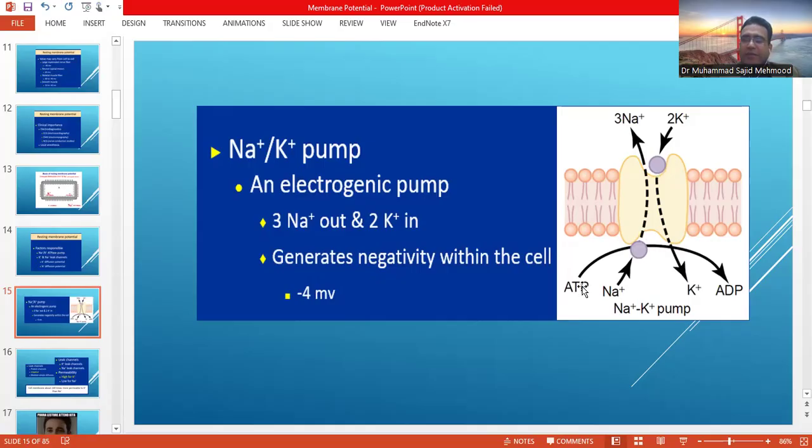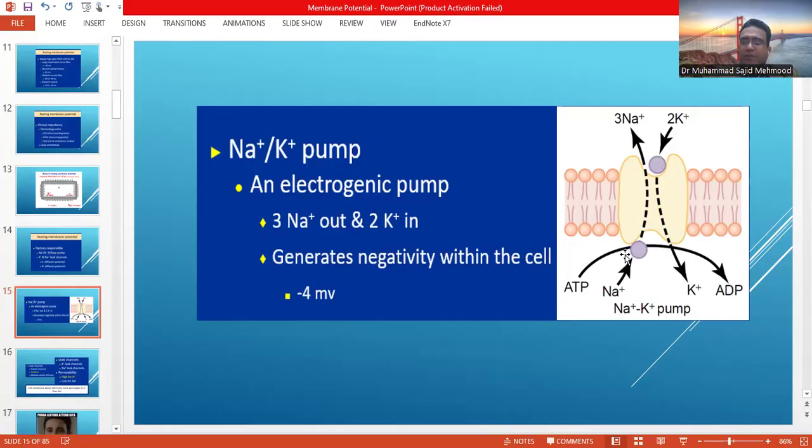On the outside of the cell, it can bind with the two potassium ions, and there is breakage of ATP by the enzyme. The ATP is broken down into ADP and phosphate, and due to this released energy, there is uphill movement of three sodium ions to the outside of the cell and uphill movement of two potassium ions inside the cell, because in the cell the concentration of potassium is already higher, while the concentration of sodium is already higher outside the cell.